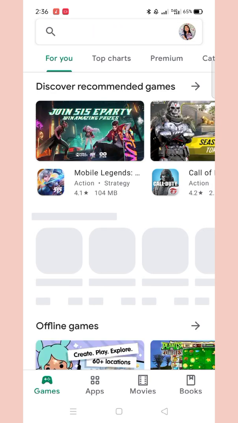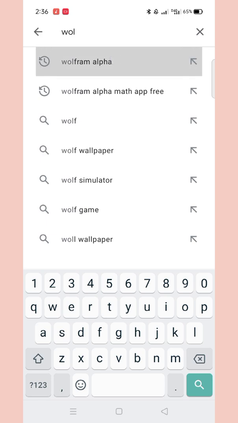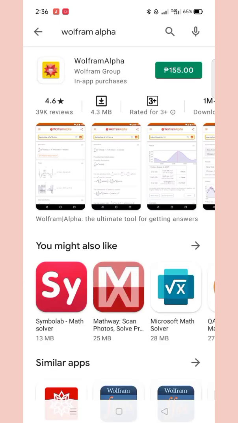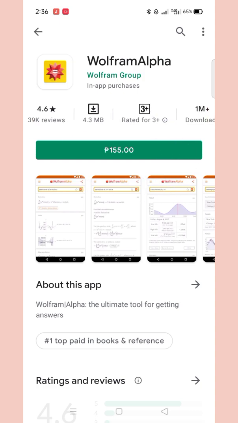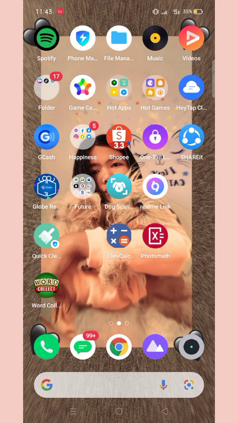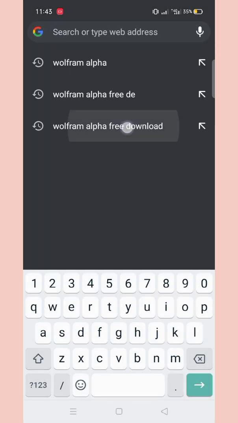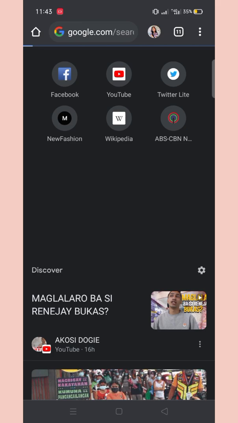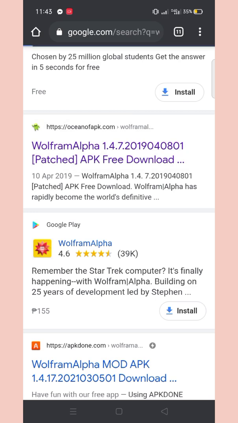First, let's go to Play Store and download the Wolfram Alpha application. As we can see, we need to pay 155 pesos to get this app. But I found something where we can download this for free. So let us go to Google and search Wolfram Alpha free download. And let's click the first link.